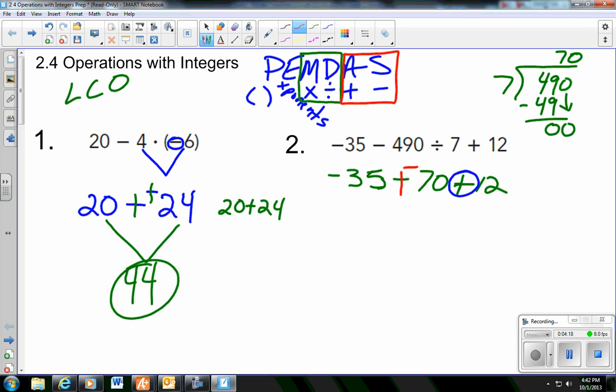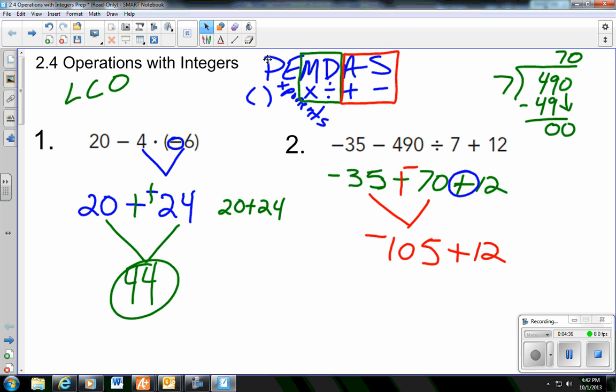So now it doesn't matter. Now we're going to take care of these two numbers. 35 plus 70 is 105, and they're both negative. So 35 negatives plus 70 negatives would give us 105 negatives. Bring down the plus 12.